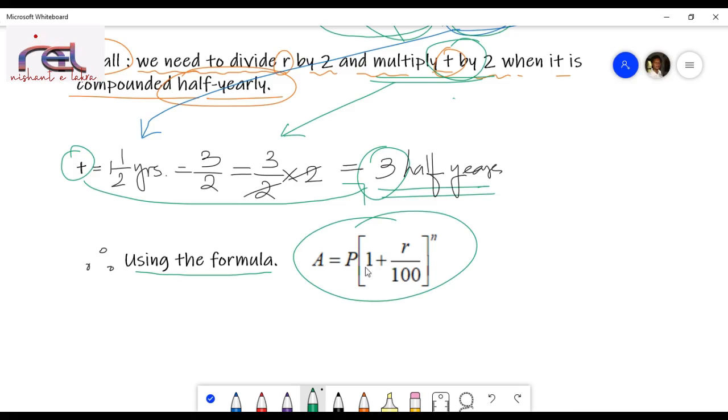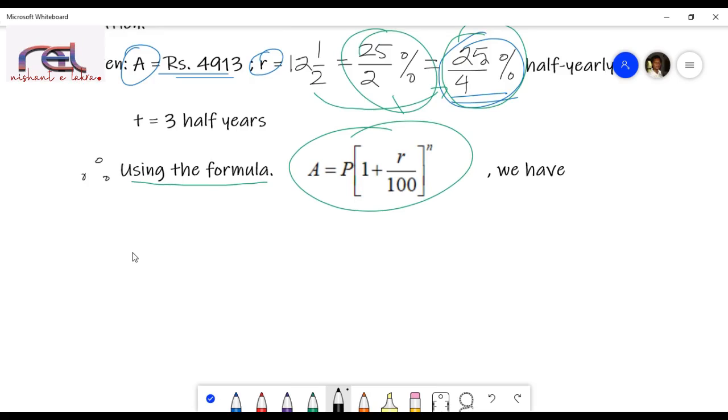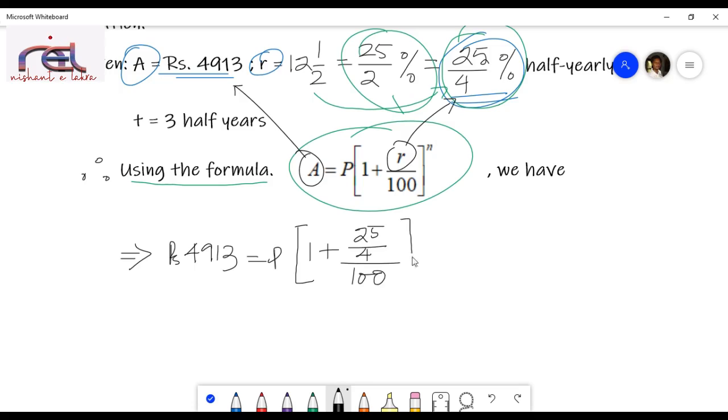All right, therefore we use the formula of amount, P into 1 plus R by 100 to the power n. So when we use this formula, what do we have? Amount is given, so we'll just replace the values now. Rate is 25 by 4 by 100, and n, the time, is 3 half years. So this is what we get after we replace the values. Now we'll solve it further.